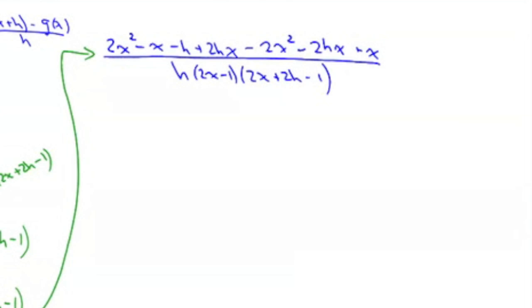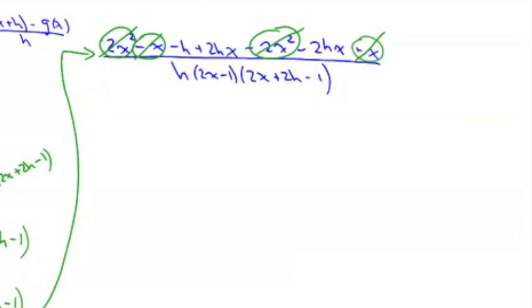Which one would you rather do, polynomial or this one? Trust me, polynomial seems more natural for most people. But the same thing kind of happens here. Here you have a 2x squared, here you have a negative 2x squared. They're going to cancel. Here you have a positive x, here you have a negative x. They're going to cancel. And everything else that's left over just has an h in it.